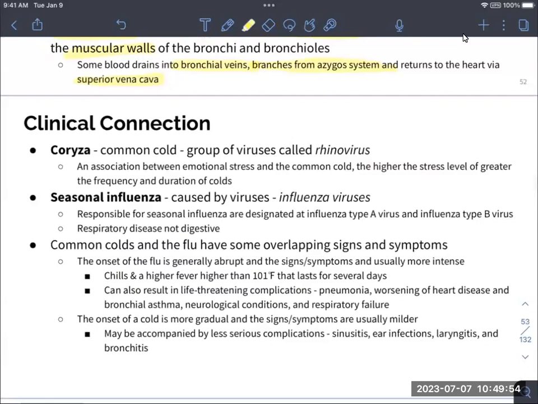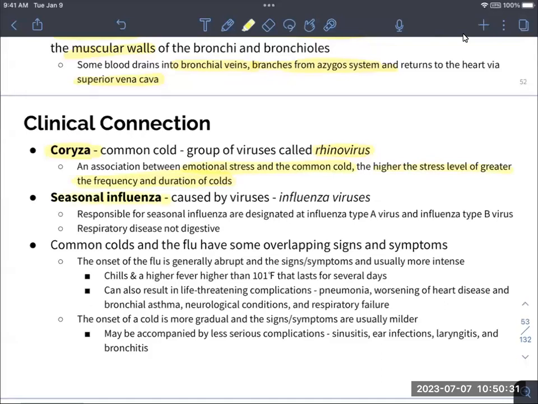So, coryza. That is another name for the common cold or that rhinovirus. They've actually found when you're under a lot of emotional stress, the higher the stress, the greater the frequency and duration of colds. So when you're under a lot of stress, you're more sick for a longer period of time.